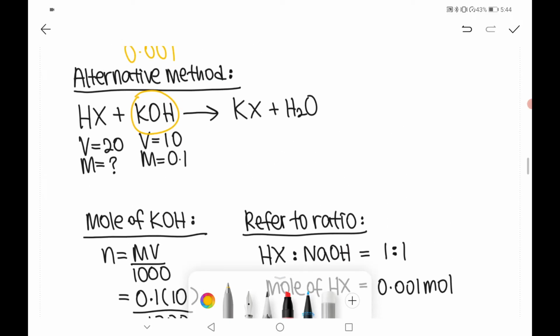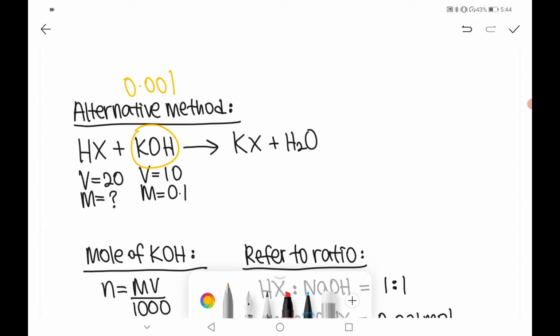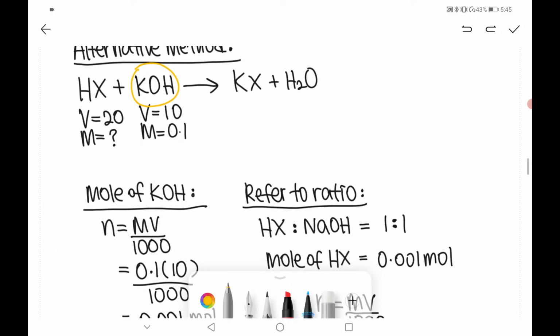So the next thing, we need to find the mole of the acid, because your final calculation is for the acid, right? So now you need to get the mole of the acid. How to get the mole of acid? We can do the ratio. So what is the ratio?